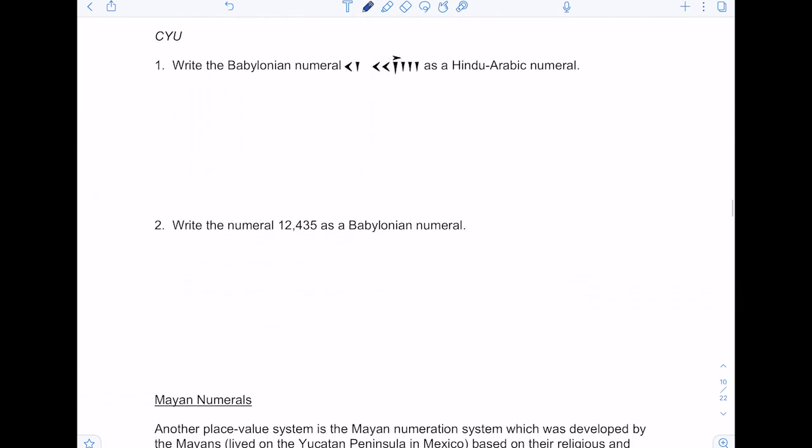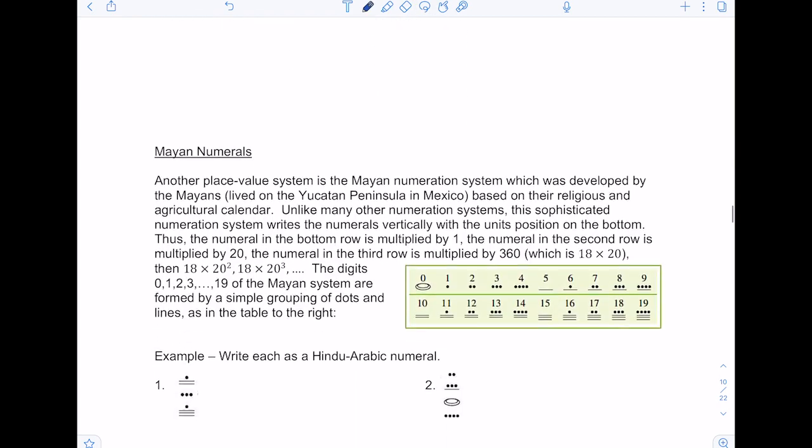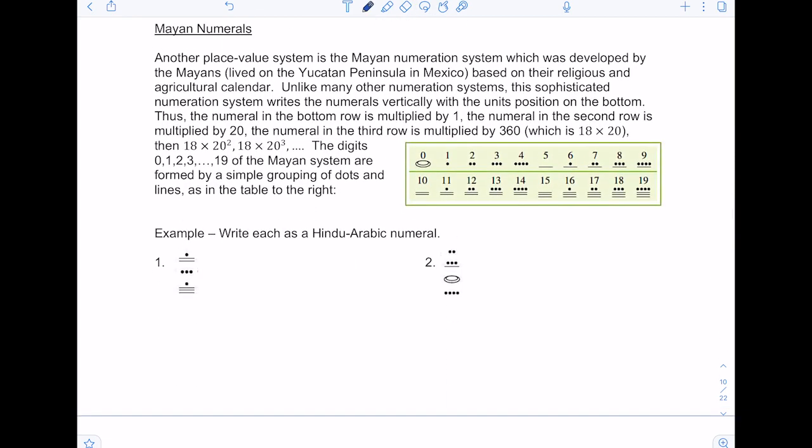Okay, there's some problems here that you can try as well. Let's talk about the Mayan numerals next. So this is just another place value system similar to the Babylonians. And it was developed by the Mayans, who lived on the Yucatan Peninsula in Mexico. And it was based on the religious and agricultural calendar. So it's a very sophisticated numeral system.